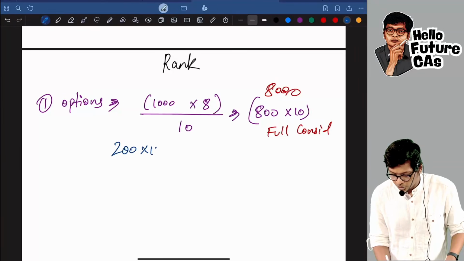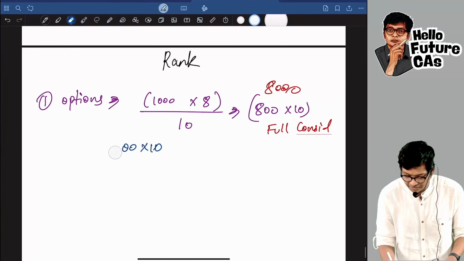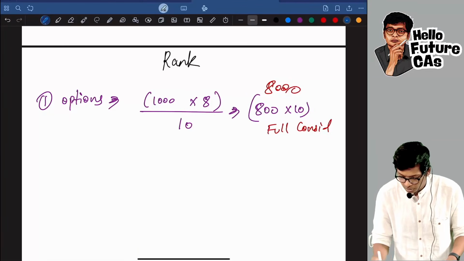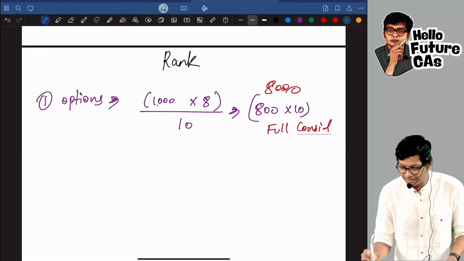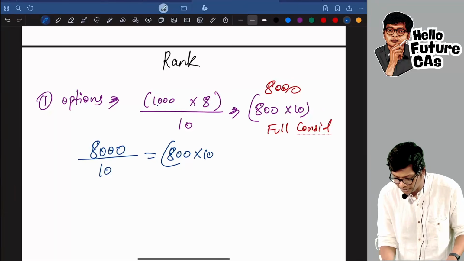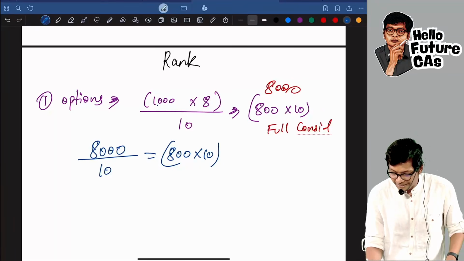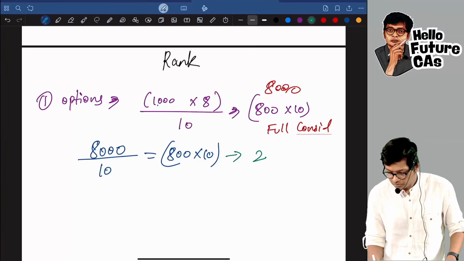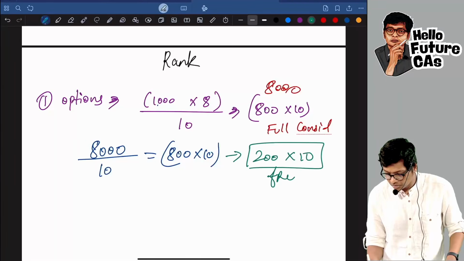200 into 10. Sir, I am not getting it, sir. Very simple. 8,000 into 8 by 10 is 8,000. 8,000 is what is paid fully. So, divide by 10. You have 800 shares into 10. Correct? That means what is the remaining shares for which they are not paying? 200 shares into 10. This is the free element.